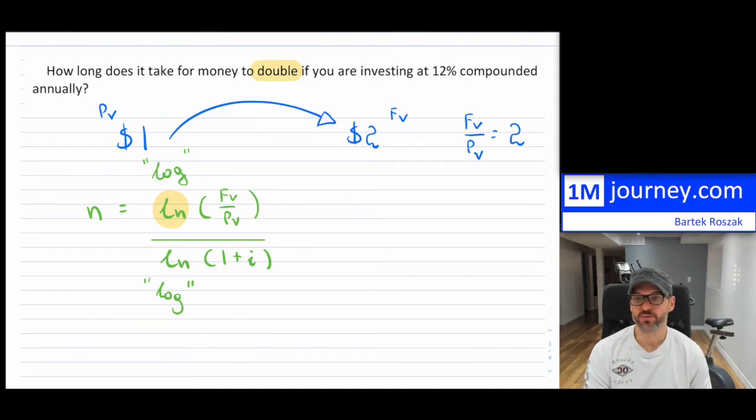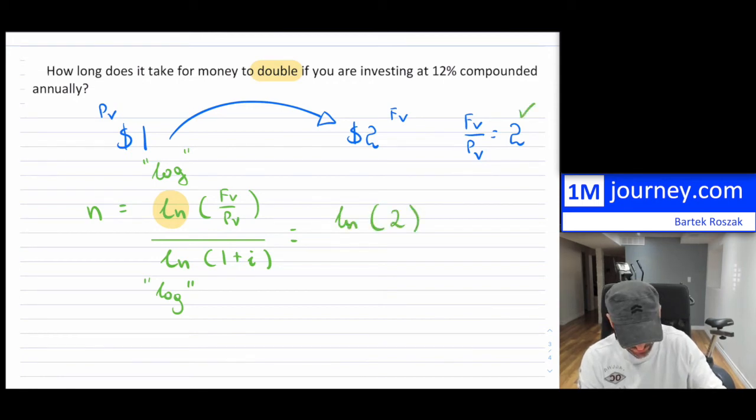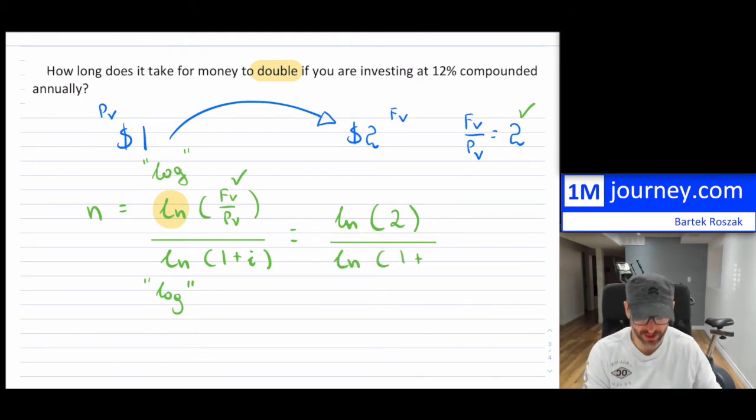Once we have this, we can substitute all the given information. What is given to us? Well, we know everything. The future value divided by the present value is 2, so I can substitute that in there. Then ln of 1 plus i. What is i? Well, i is your compounding interest. Since we're doing it annually, there isn't really much to do here. So this is it, and now you can go ahead and solve this particular example.